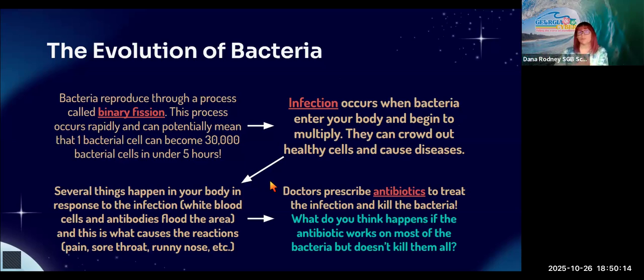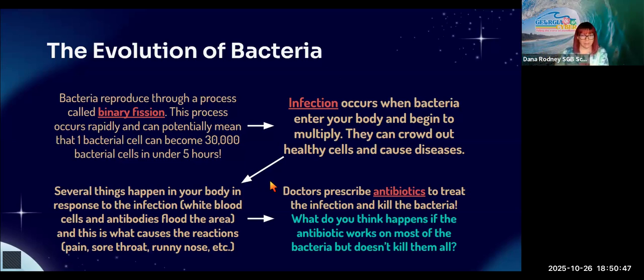This happens super, super fast. One bacterial cell can become 30,000 bacterial cells in under 5 hours. This is why sometimes you can be exposed to an infection and the very next day you're sick. It's because after you're exposed and after that infection gets into your body, it rapidly multiplies. And as it's rapidly multiplying, the bacterial cells can crowd out healthy cells and they can cause diseases.